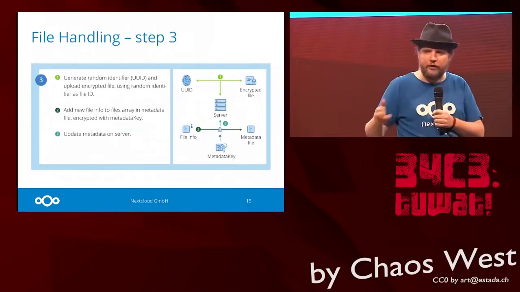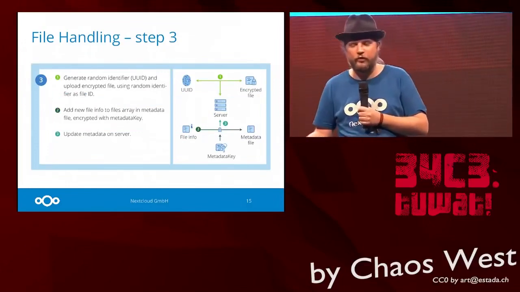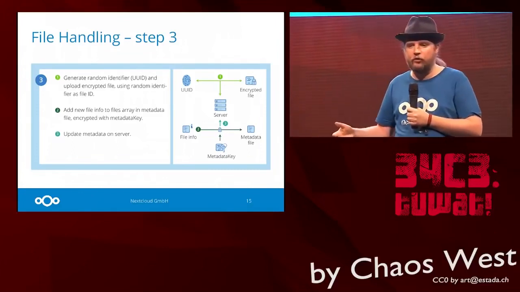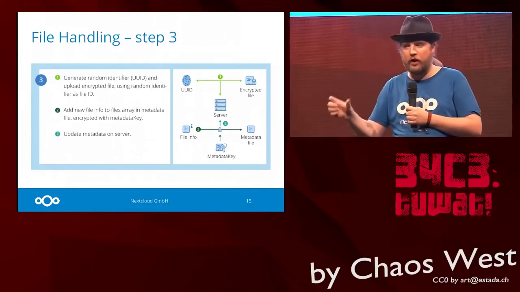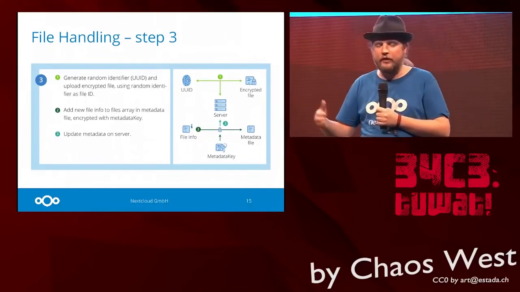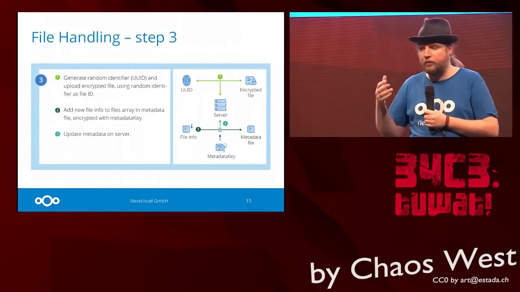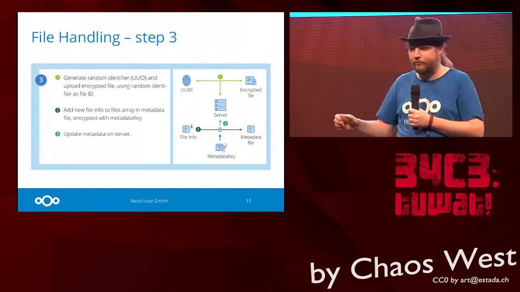We generate a random identifier for the file, which is now encrypted. We upload the file to the server. We then upload the encrypted metadata to the server, and we're done. The server now has an encrypted file with a random file name, and it has a metadata file which is encrypted but contains the name of the file and the key that was used to encrypt the file.